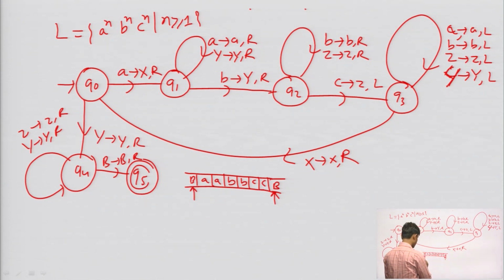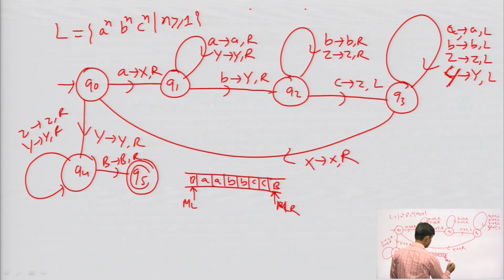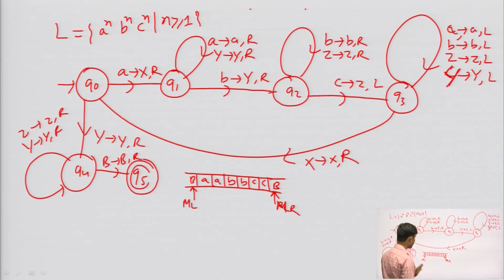This is the left marker ML and this is the right marker MR. So we fix both ends. We cannot move to that area. Whatever computation will be done, will be done in between only. So now you check it: when q0 reads a to x, then a will be replaced by x.